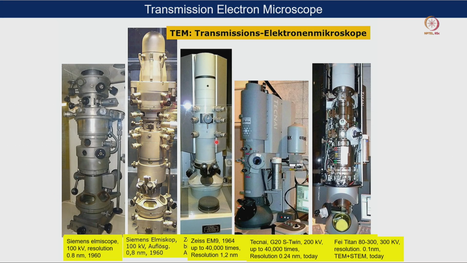Now I am showing you some different types of microscopes over the period, starting from 1960, that is a Siemens microscope here, and then from the same company, in 1960, you have another type of microscope here. Zeiss also had an electron microscope in 1964, and it has a different capability.